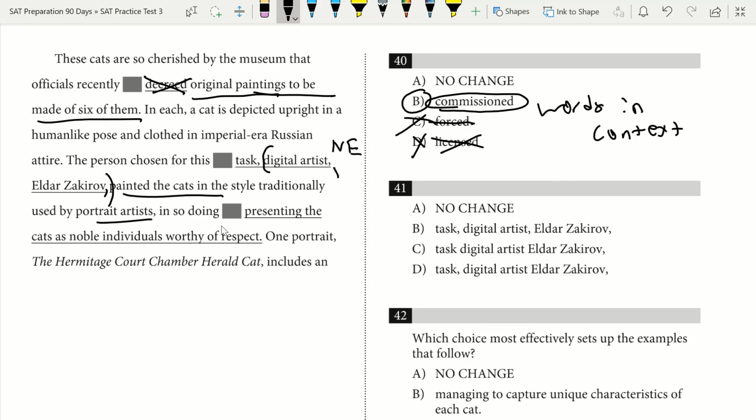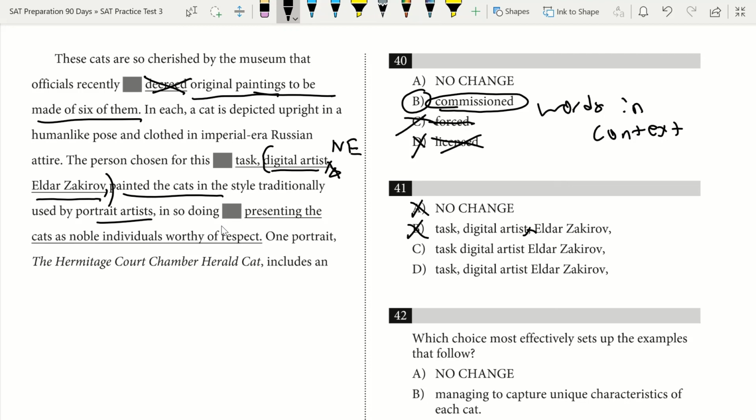The other thing that I notice is I have a comma here, and I don't need that, okay? I want to maintain no commas between digital artist Eldar Zakharov because that's one whole noun phrase. So I want to keep this right here with his name. If you have an occupation or a label like this, you want to keep it with the name. You don't want to put a comma in between it. So I can go ahead and get rid of B because there's a comma there.